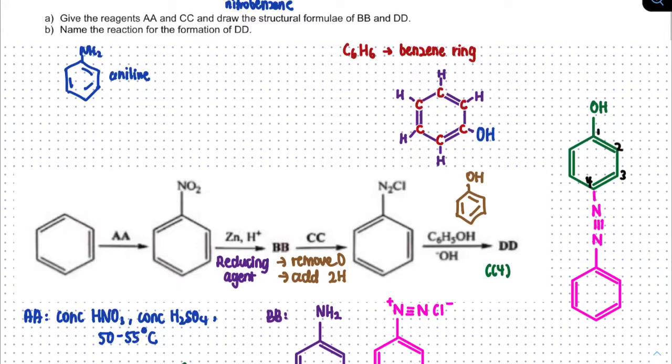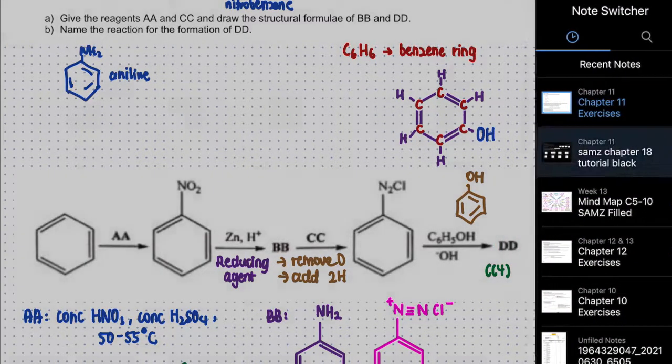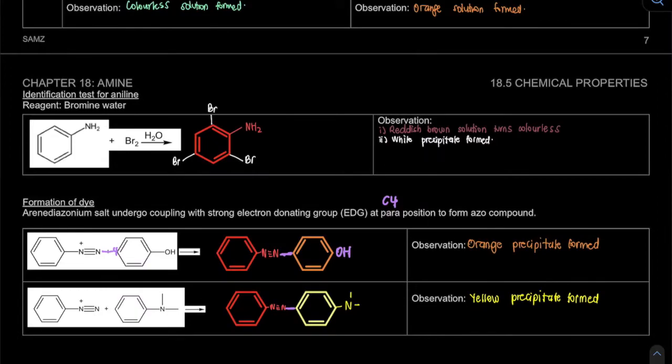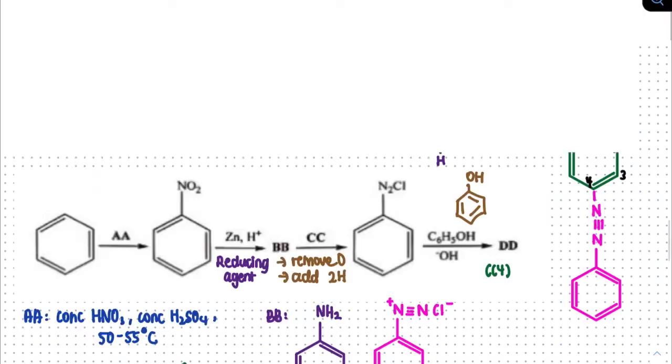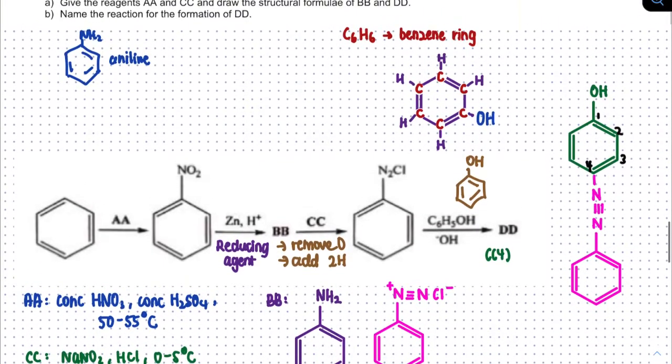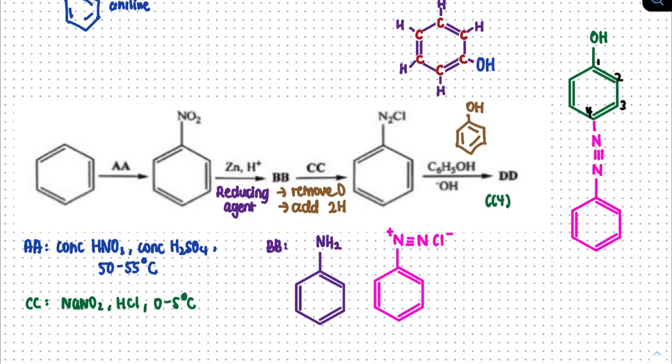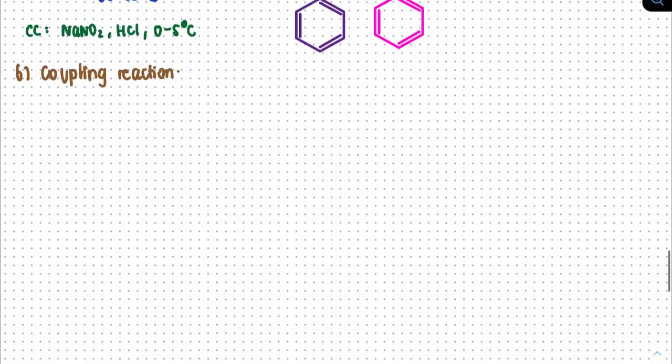So next one is name the reaction for the formation of DD. Formation of DD ni, formation of our dye ni. Okay, so what is the name of the reaction? Kita tengok tadi. Formation of dye ni undergo coupling reaction. Okay, so jawapan dia untuk ni adalah question untuk B. The name of the reaction is coupling reaction. So dia adalah coupling bukan couple, dia coupling reaction. Okay, so that is for question number 3.